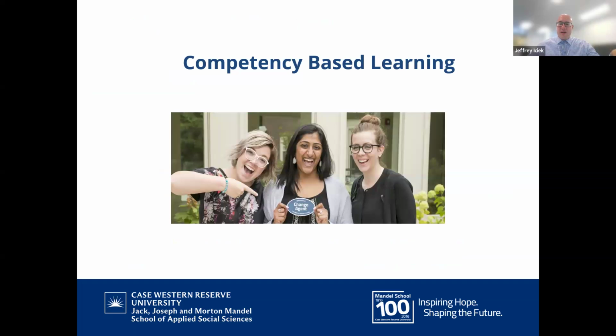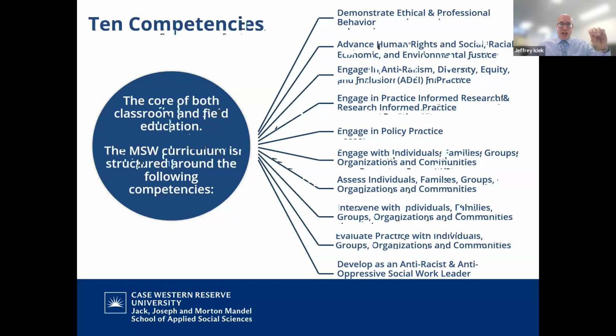So I mentioned this earlier, the Mandel School, we are the birthplace of competency-based learning for schools of social work, a point of pride of ours. So we have these 10 competencies. Many of you may have had competencies if you went somewhere other than the Mandel School. That's most likely the case because your school is probably also accredited by the Council on Social Work Education, which requires competency-based learning. So we have them listed here. We're not going to read through all of them. Just know, again, students need to have learning activities and develop competence in all of these areas.